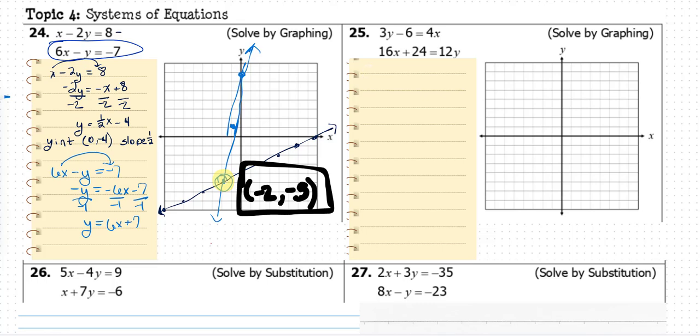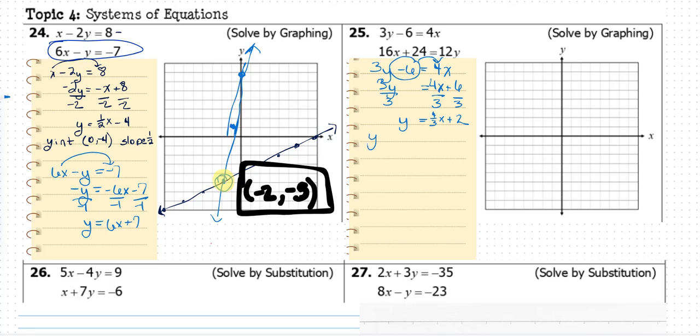So let's do the same thing on 25. We're going to take each equation one at a time. 3y minus 6 is equal to 4x. Get it to where we have y only on one side. So we move the 6 to the right. So we have 3y is equal to 4x plus 6. Divide everything by 3, because that's the coefficient in front of our y. And so y is equal to 4/3 x plus 2.